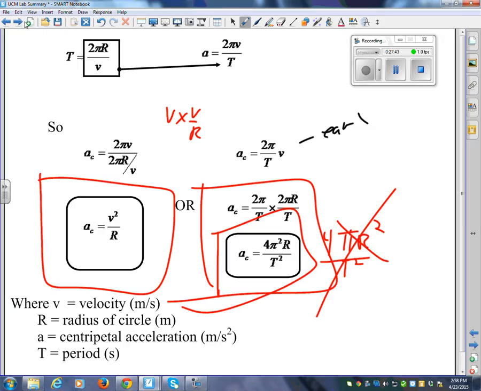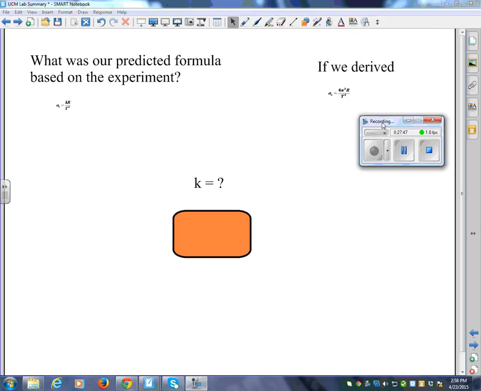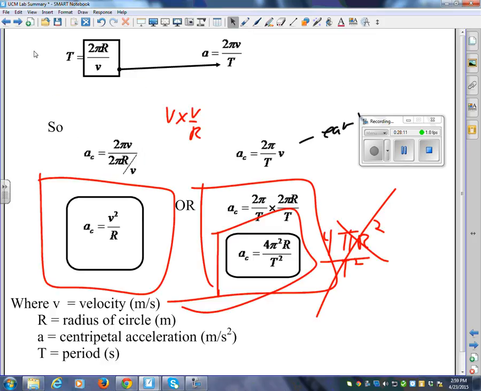I bit off a lot here. I could see the look on your face. What was our predicted formula from that experiment that you did? Remember the one with the K in it? It was A equals K r squared over T squared. Oh, I said T, didn't I? A equals K r over T squared. What's the value of K now that you know this?